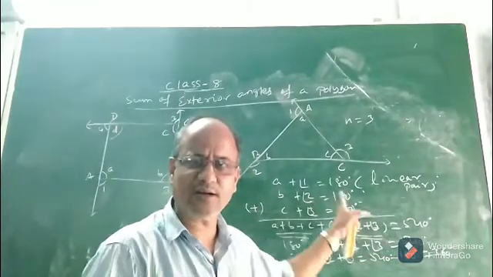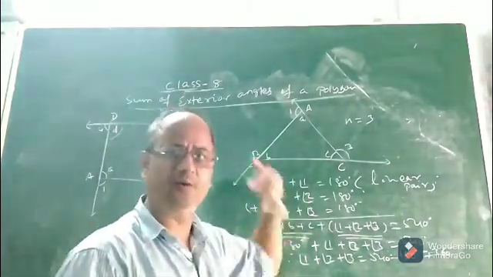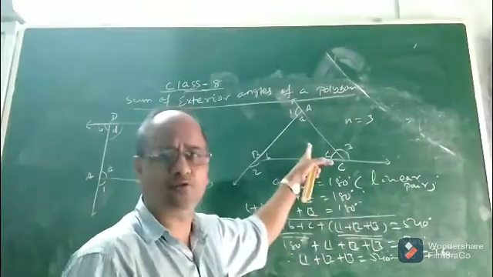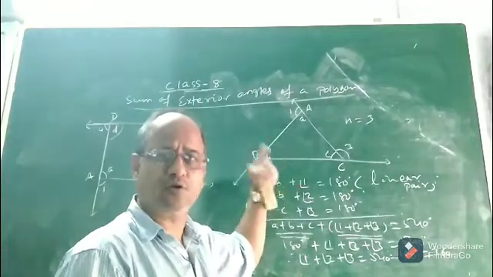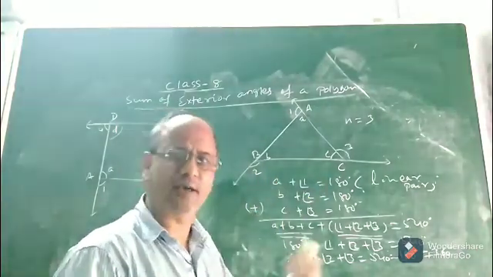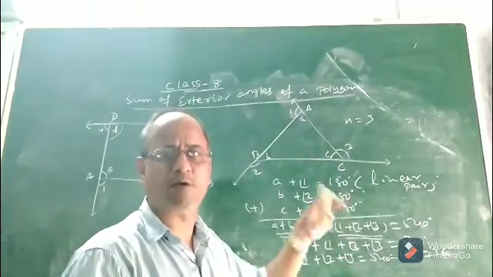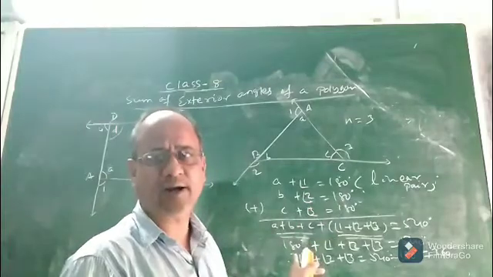Now let us see whether it is true for a quadrilateral or not. If it is true for a quadrilateral, then it will be true for a pentagon also, because if it is true for a 3-sided polygon, it is true for a 4-sided polygon. So by induction we can conclude that it is also true for any n-sided polygon, that the sum of the exterior angles of any n-sided polygon will always be equal to 360 degrees.